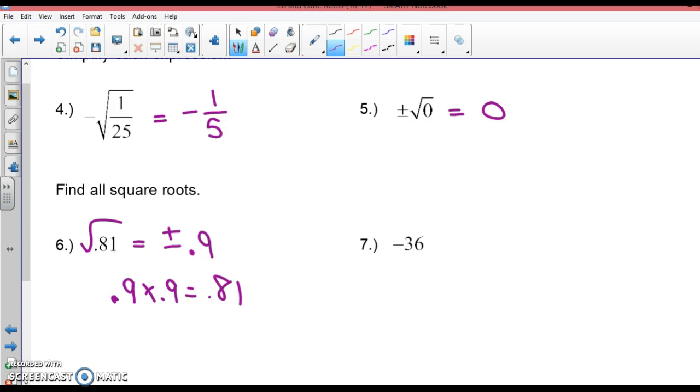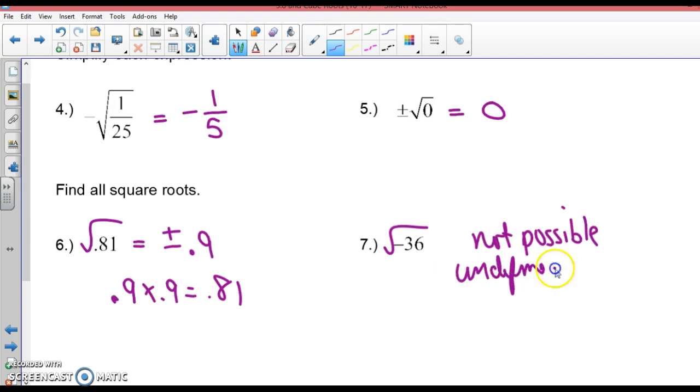Okay, now, if I try to take the square root of negative 36, it is not possible. At this point, there's no real answer. It's not possible, undefined. Because you cannot take a number and multiply it by itself and get a negative number.